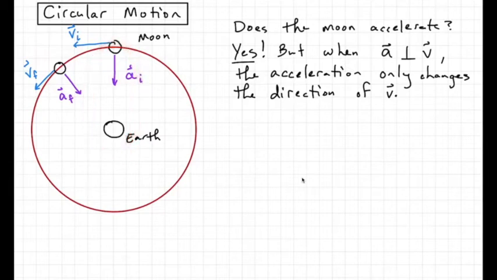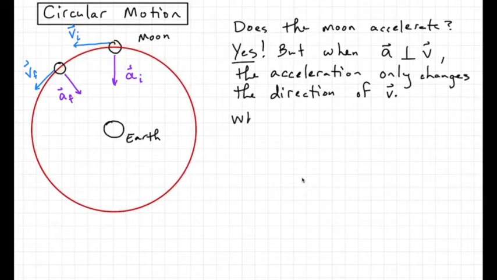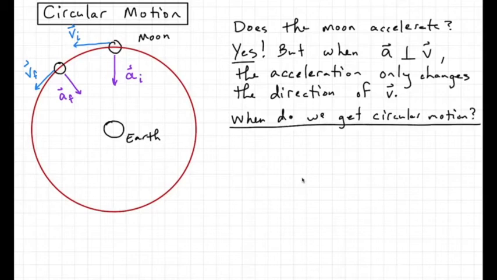But if there's a balance between how big this velocity and how big this acceleration is, then I can get this nice circular path. And we're going to try to derive the condition for that in this video. Okay, so when do we get circular motion? So let's try to figure that out. So let me make some stuff up here, define some variables.